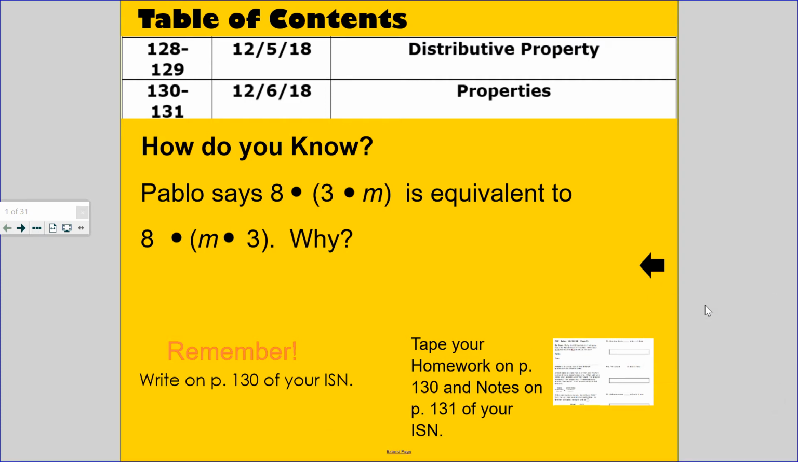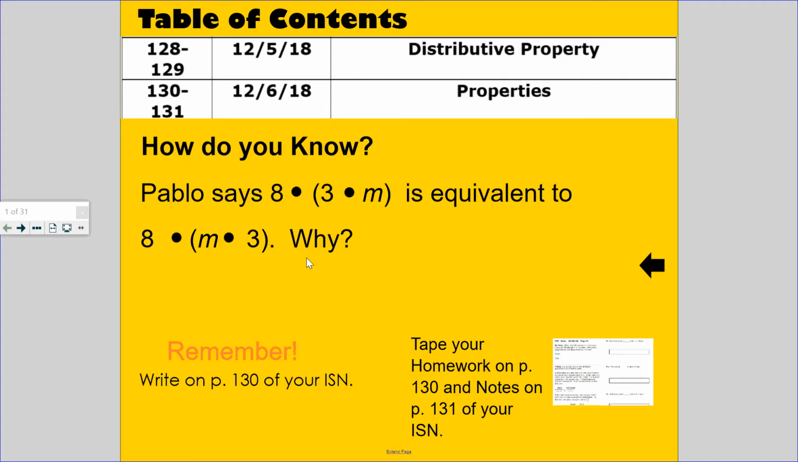This video is about properties. So before we begin that, let's look at our number routine. Pablo says 8 times the group of 3 times m is equivalent to 8 times the group of m times 3. Why or why not?